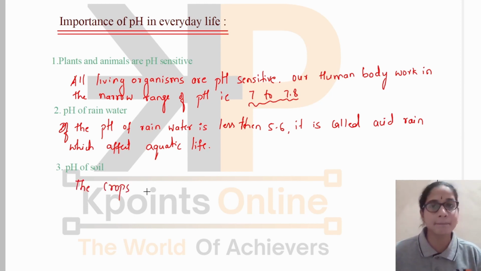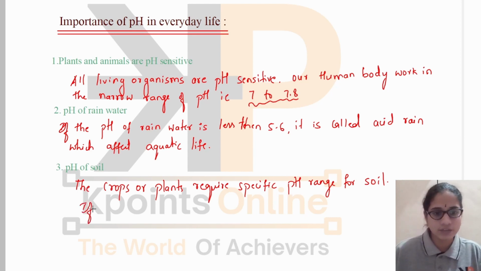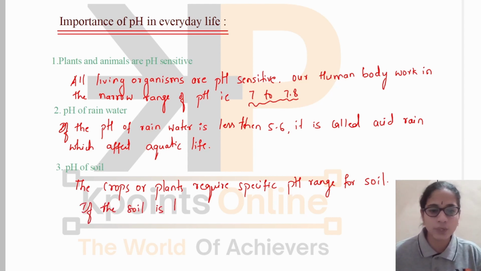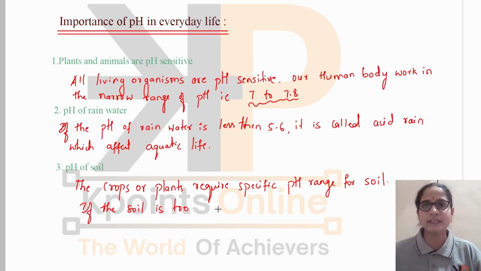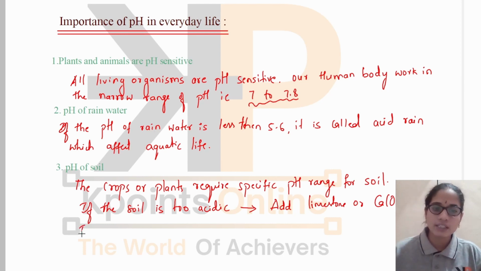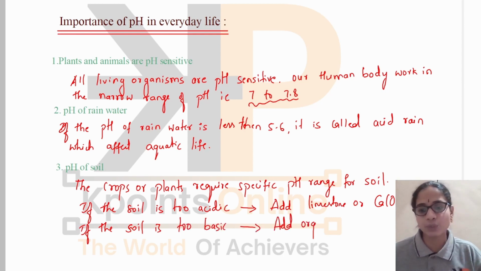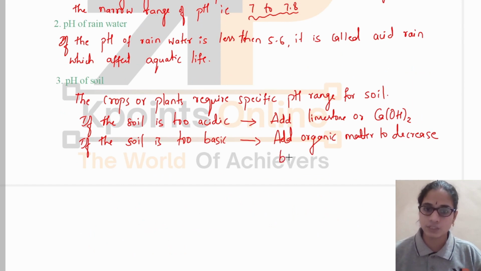The crops or any plants require a specific pH range for soil. If the soil is too acidic, the growth of the plant will be deteriorated. Too acidic, then add limestone or calcium hydroxide, which decreases the acidity of the soil. Or if the soil is too basic, then add organic matter into it to decrease basicity, okay. Because it is very important.